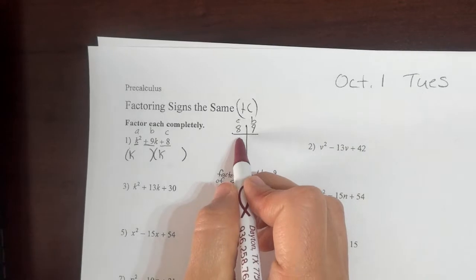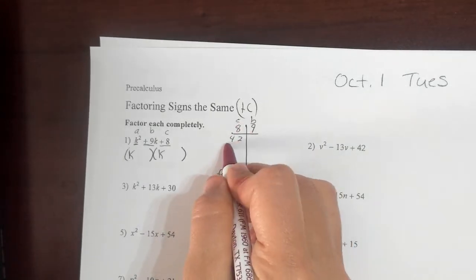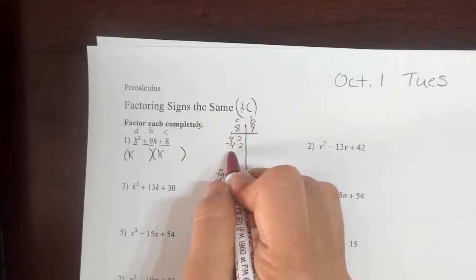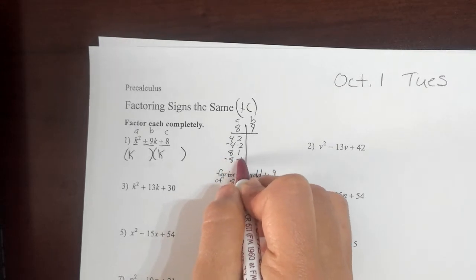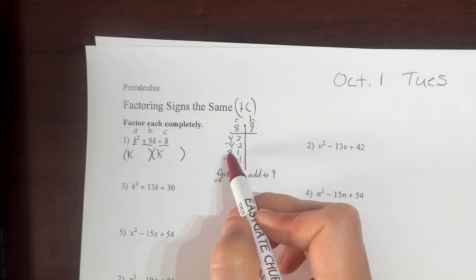Let's think of some factors of 8, positive 8. You could have positive 4 times positive 2. You could have negative 4 times negative 2. That would also give you positive 8. You could have 8 times 1. You could have negative 8 times negative 1. Right? The one that works is going to be this one.